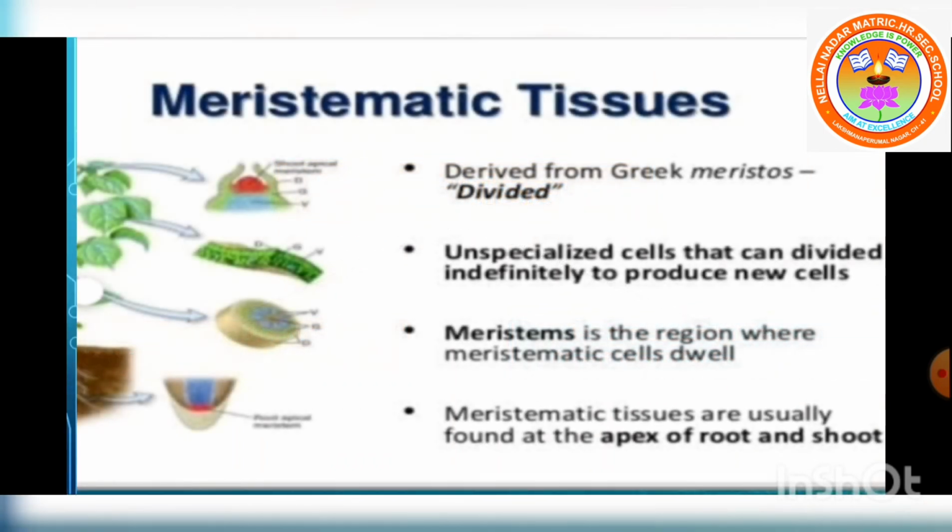So meristematic tissue. What is meristematic tissue? It is derived from a Greek word meristos, which means divided, divisible. So it is a group of identical cells which are in a continuous state of division. So this is only known as meristem or meristematic tissue. Unspecialized cells that can divide indefinitely to produce new cells.